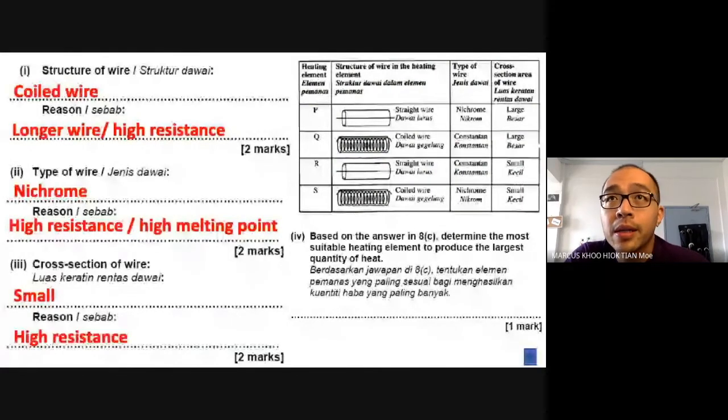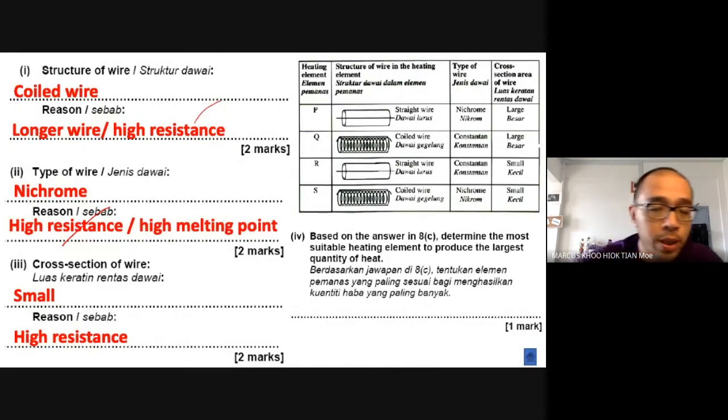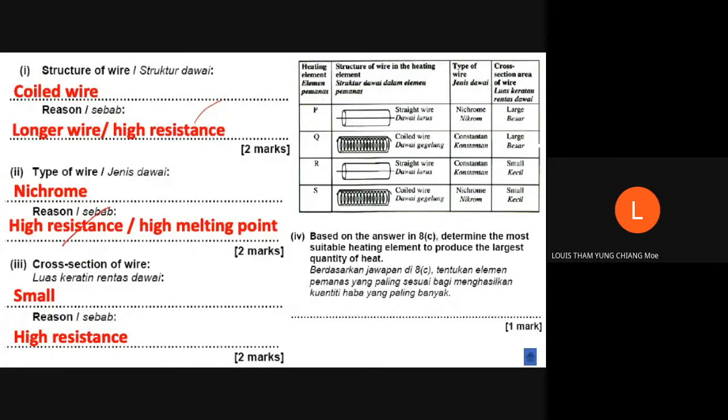After a while, you find that in electricity questions, in these terms, everything you can give the same reason: high resistance, high resistance, high resistance. You just have to remember what situations cause high resistance. Based on this answer, which is the most suitable heating element? S. Okay, very good. S.